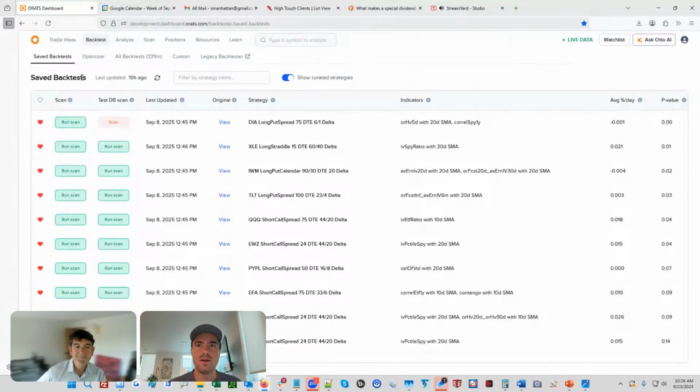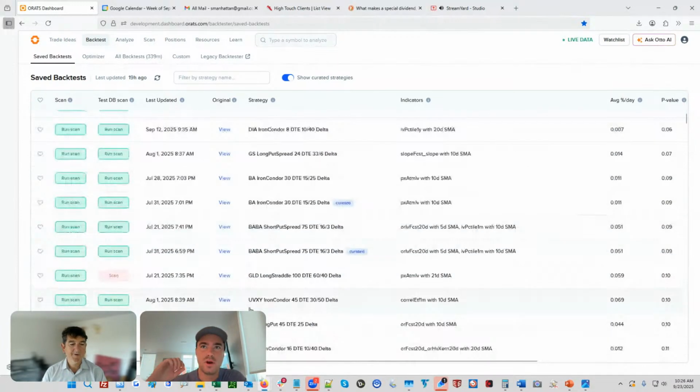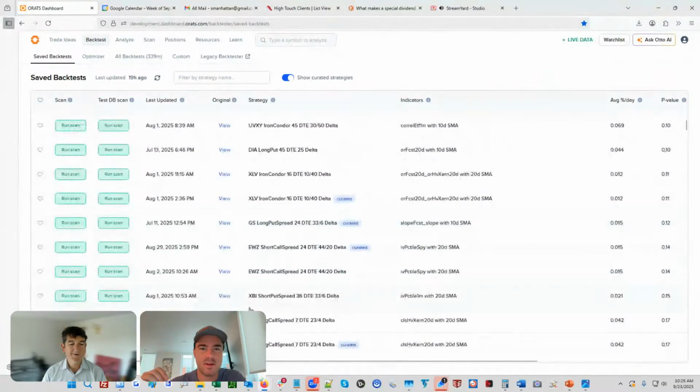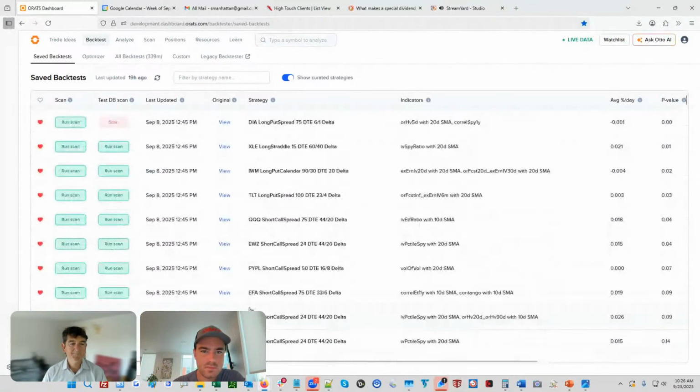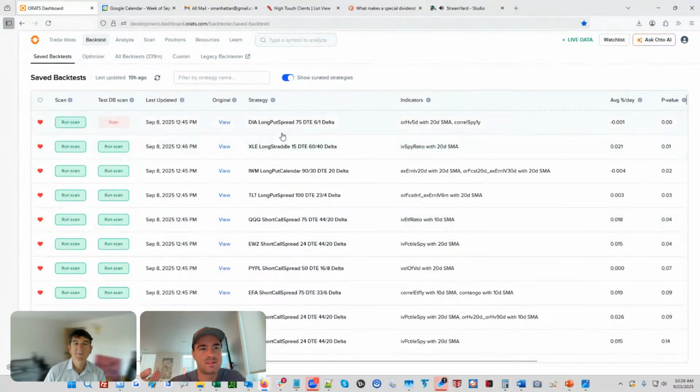So the only difference is that our trade ideas system that's displaying the end result trade to you is actually running the scan on these saved backtests. So if you go to the optimizer and click save, or you go to the backtest finder and you click save, those strategies will pop up here. And that's where you can deploy, you can run scans from this table. And this is just a quick way to view all of your strategies all in one page.